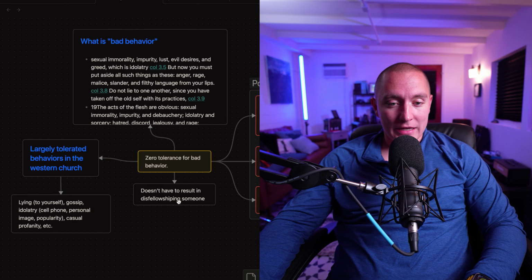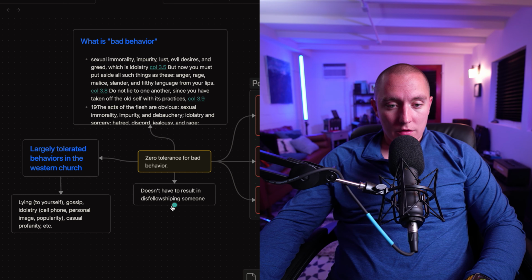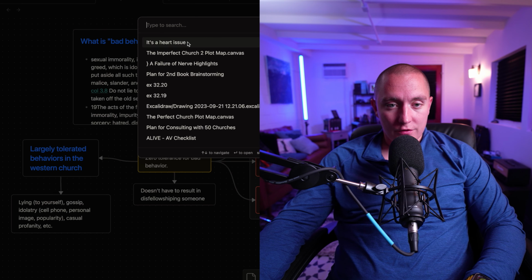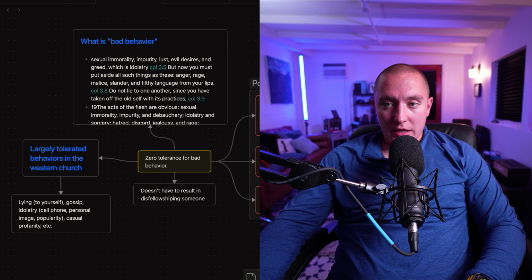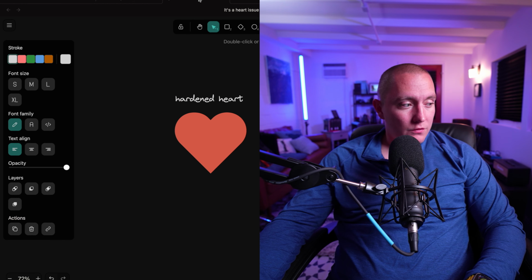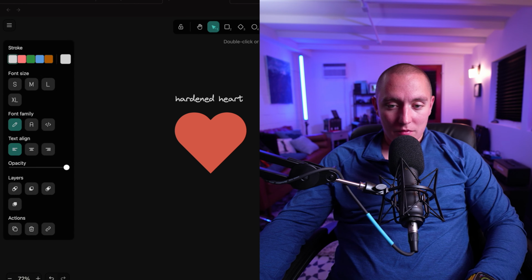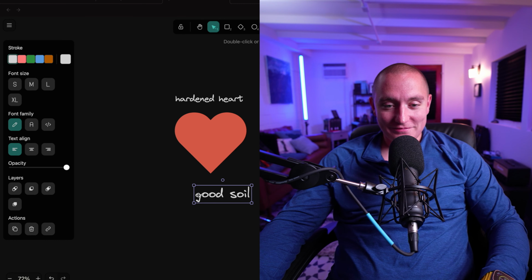Let's actually tag in real quick this diagram that we've created, which is a hard issue, and our good soil versus our bad soil. Paul, Saul. Yep, depending on when you catch them, right?